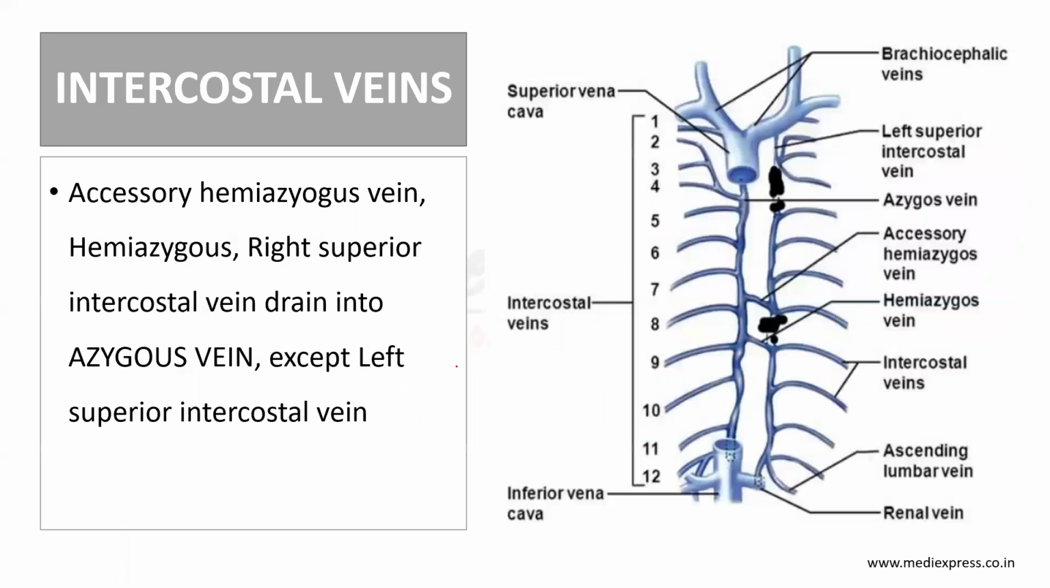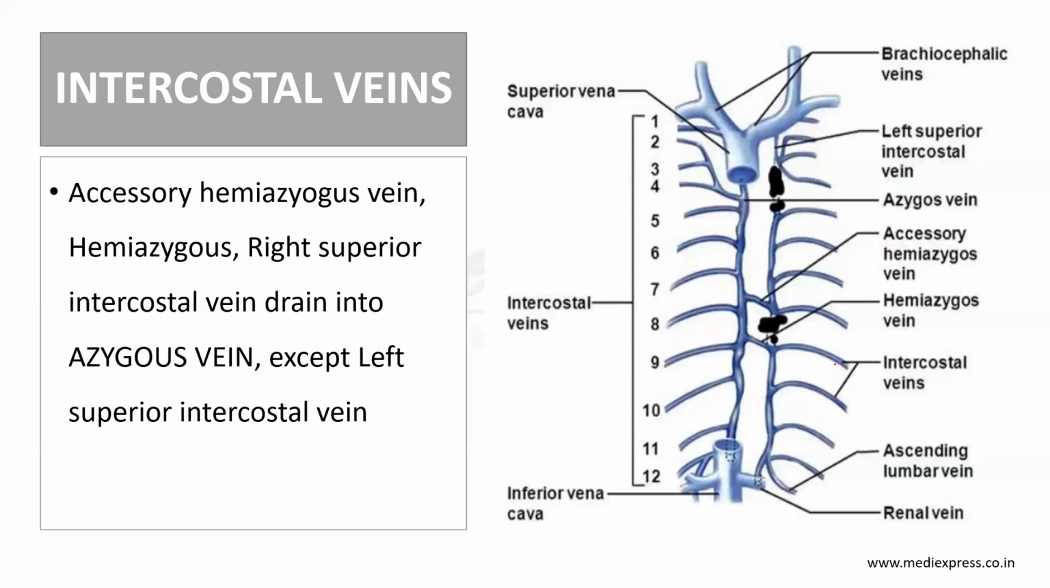So the next one we are going to deal with is intercostal veins. Talking about the intercostal veins, we have already dealt with it when we were talking about the venous drainage of the entire system. But here, only a gist about it, just a revision. Over here we have an accessory hemiazygos vein, a hemiazygos vein, then we have the right superior intercostal vein.